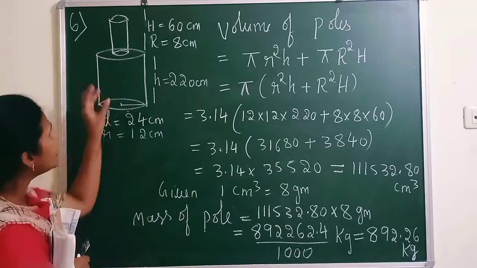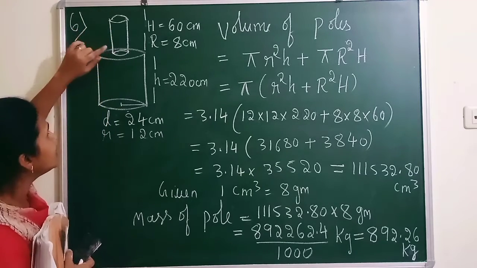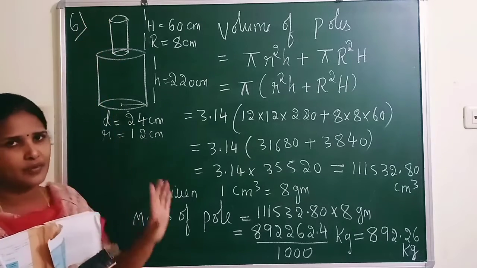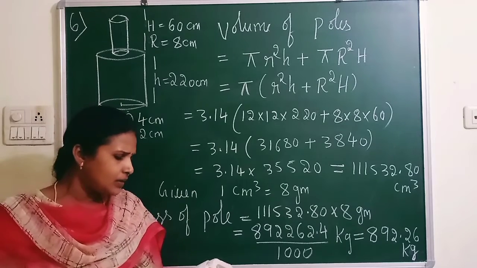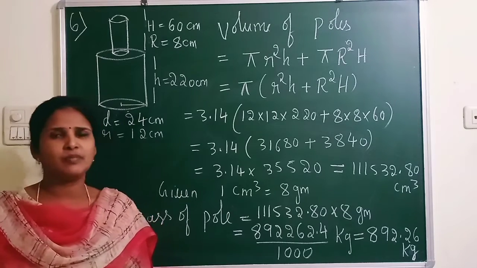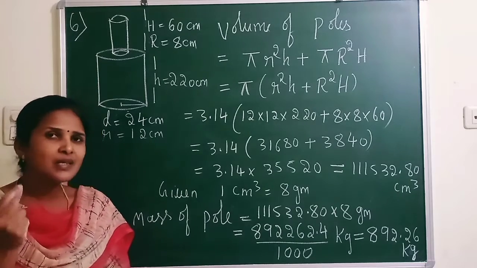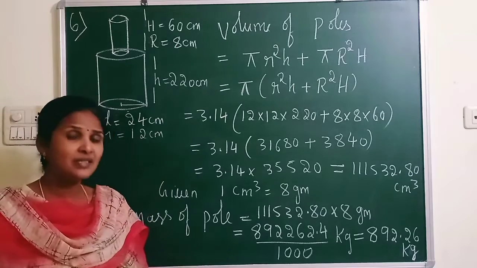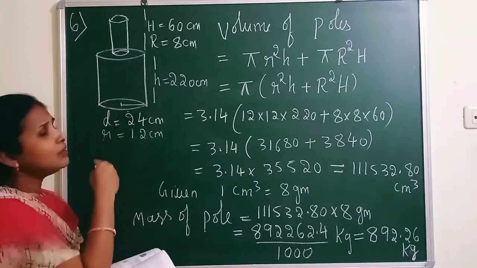Concentrate, both 3D figures are cylinders only here, but the diameter and height of this cylinder and this cylinder both are different. And he is asking, find the mass of the pole. Means what? I should find the weight of the pole, given that 1 centimeter cube volume of this pole has 8 grams mass. So I should find this total.